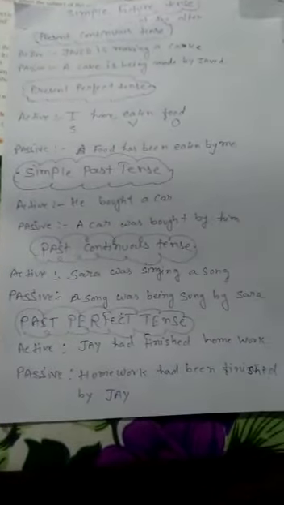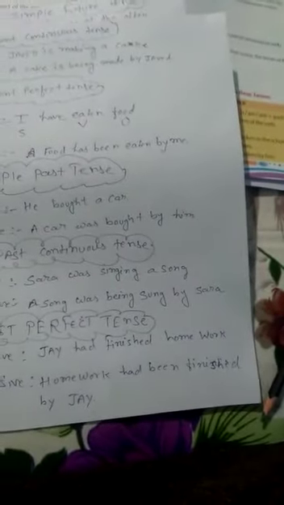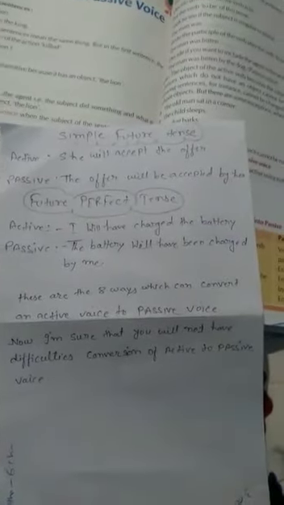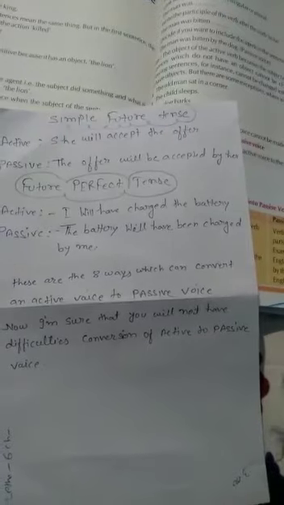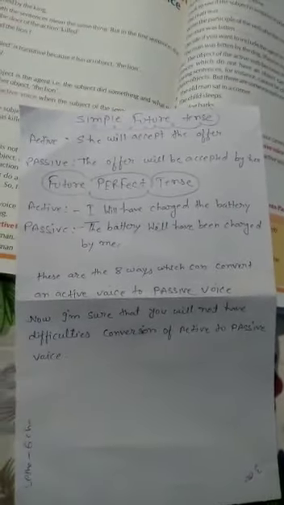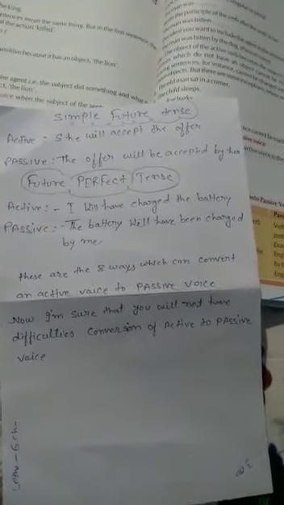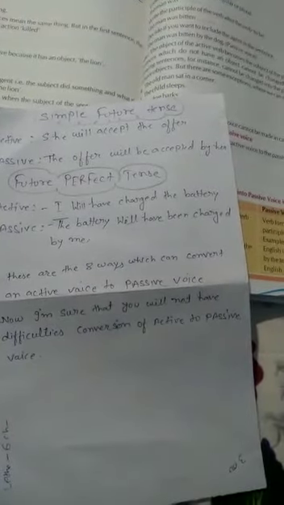Past perfect tense. Active: Jay had finished homework. Passive: Homework had been finished by Jay. Simple future tense. Active voice: She will accept the offer. Passive voice: The offer will be accepted by her. Future perfect tense. Active: I will have changed the battery. Passive voice: The battery will have been changed by me.